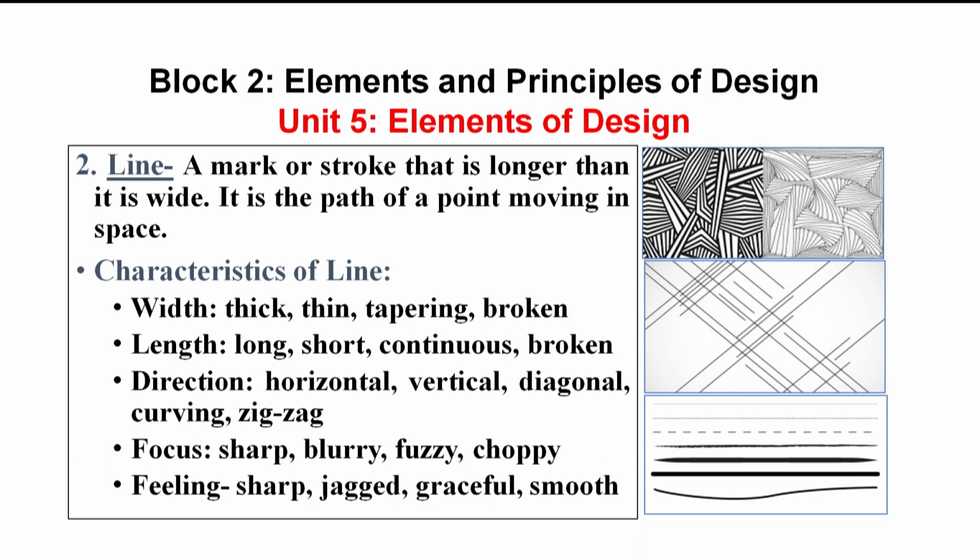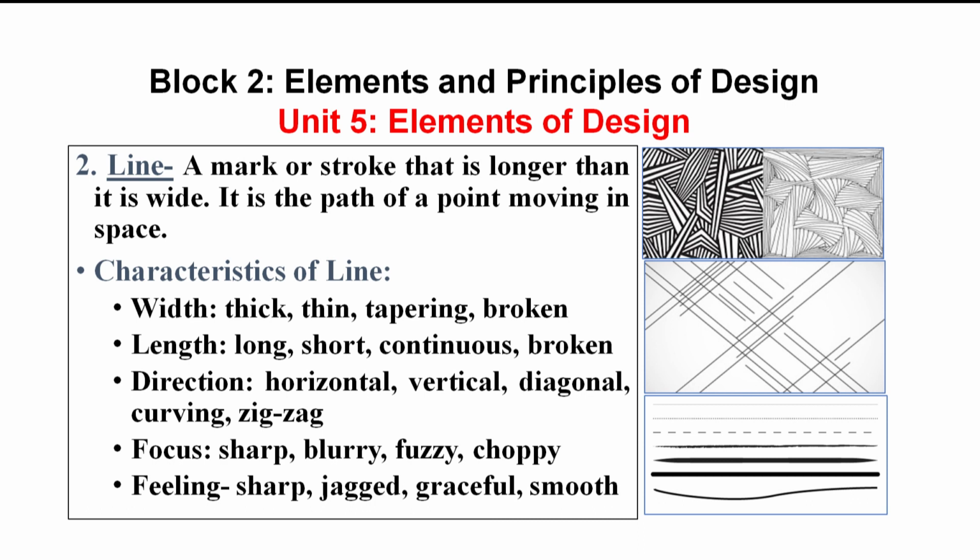The second element that we use is the line. A line is a mark or a stroke that is longer than it is wide. It is the path of a point moving in a space. So first we make a point, then we make a line. There are different characteristics of line. We have the width, like we can use thick lines, thin lines, tapering or broken lines. Length: it can be short, it can be long, continuous or broken.